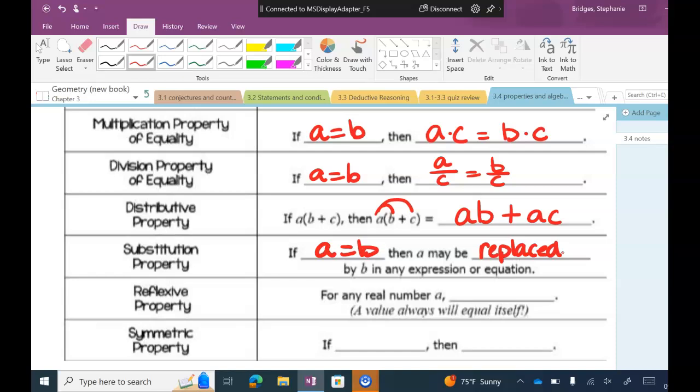Then you have the reflexive property. Think about your reflection in your mirror. When you look in the mirror, what do you see? You see yourself. You see exactly what you are, right? Yes, you're flipped around in the mirror, but I'm just saying, you see you. It doesn't change. So for any real number A, using the reflexive property, we just say that A is equal to itself. That's what reflexive means. It's just something is equal to itself.